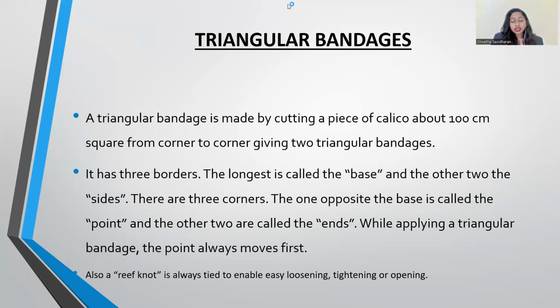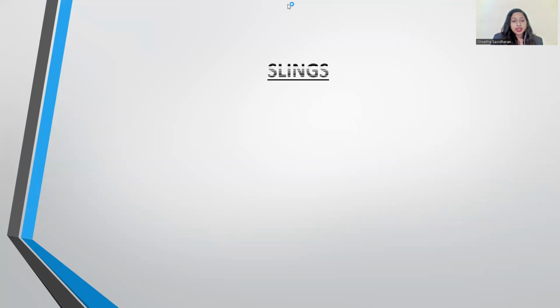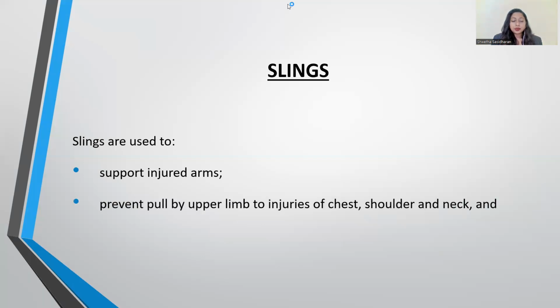So that knot we call the reef knot, just because it is very easy to tighten, loosen, and even for opening purposes. That's why we should know how to tie that particular knot. Now let's go on to the sling. Slings are used to support the injured arm, to prevent pull by the upper limb in case of injury to the chest, shoulder, neck, and also to secure a splint when applied.